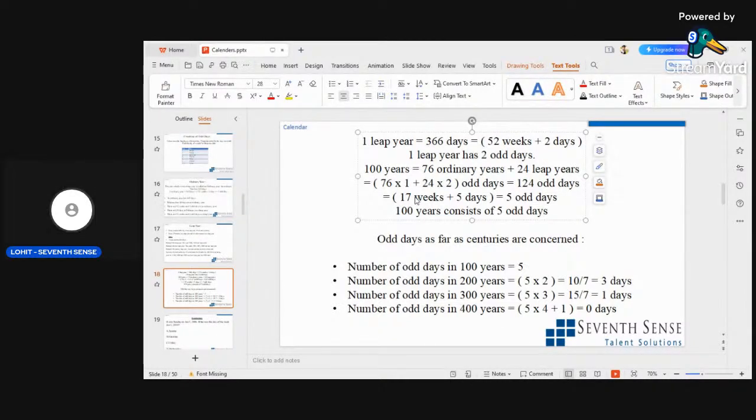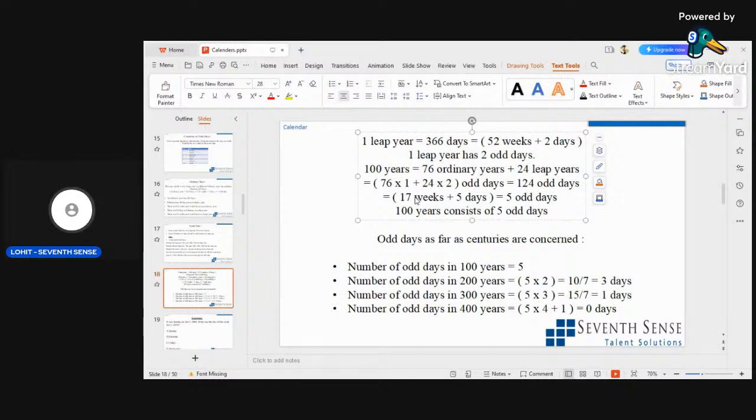Okay. Now the next line, I have written 76 multiplied by 1 plus 24 multiplied by 2. Why have I written that? Because 76 is the ordinary years, and in an ordinary year, how many odd days are there? Only one. So that's why I have multiplied by 1. In a single leap year, we'll be having 2 odd days. That means we will be multiplying with 2. So in 24 leap years, we'll be having 48 odd days.